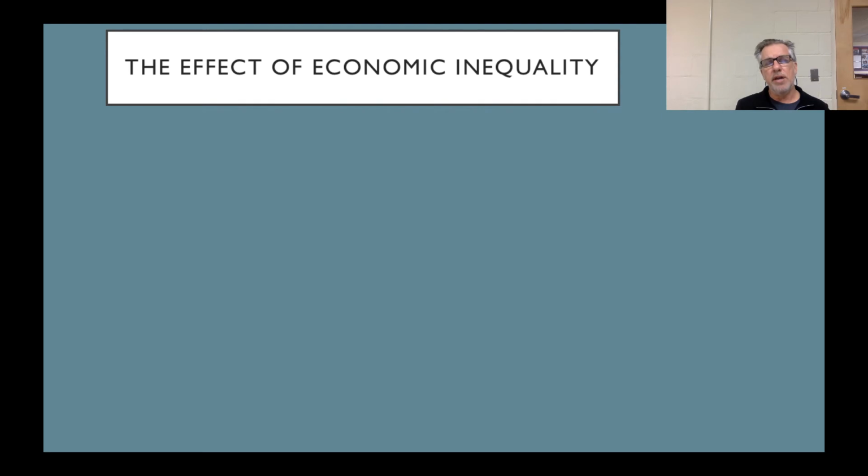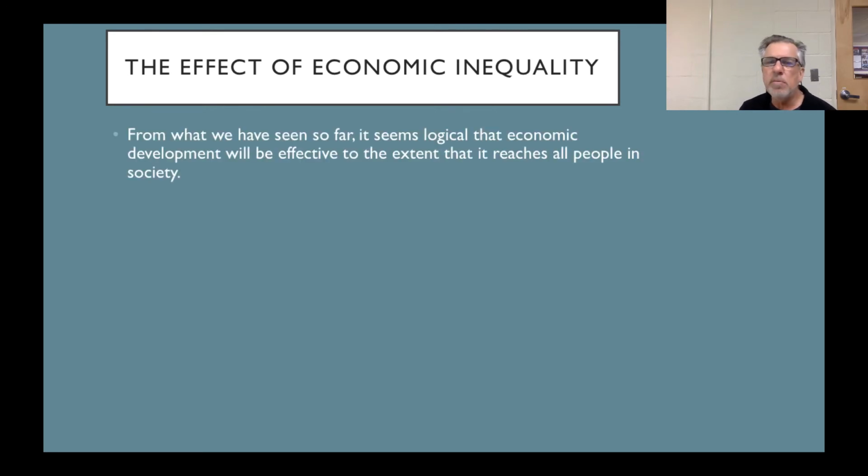Income inequality is also really an important factor, but it's very hard to find data on it. So I wanted to talk a little bit about this. From what we've seen so far, it seems perfectly logical that economic development can only be effective to the extent that it reaches all people. If there's a large group of people who aren't met, then they will behave in the way that poor people everywhere behave, which is looking out for themselves by having a lot of children.